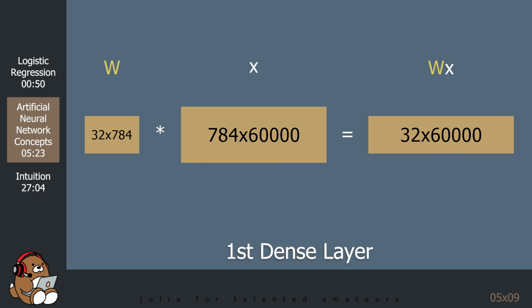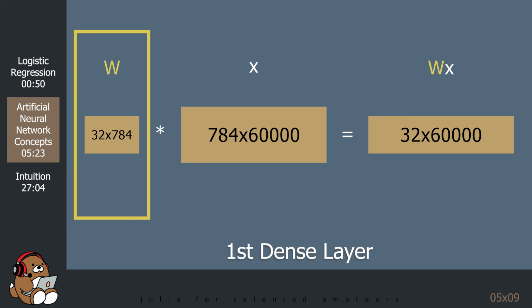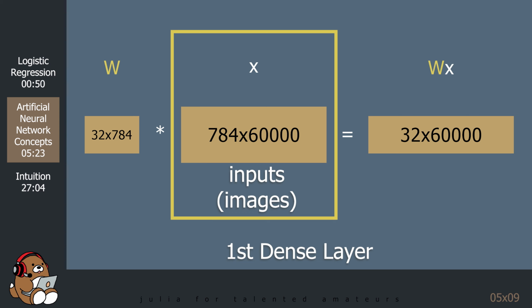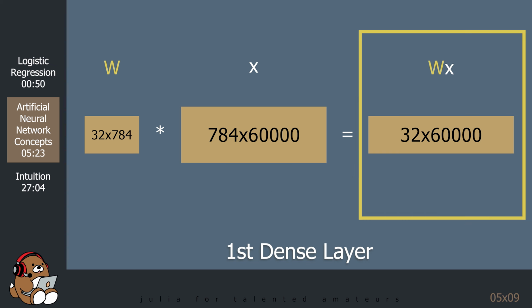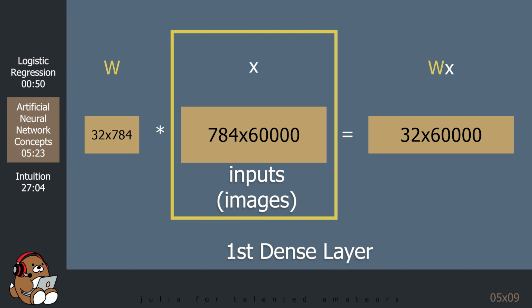In the first dense layer for column 1 and column 2, the weights, or W, are contained in a matrix with 32 rows and 784 columns. The inputs, or X, are contained in a matrix with 784 rows and 60,000 columns. By using linear algebra, W times X results in a matrix with 32 rows and 60,000 columns. Now you know why we had to flatten the input data into a 784 by 60,000 matrix.